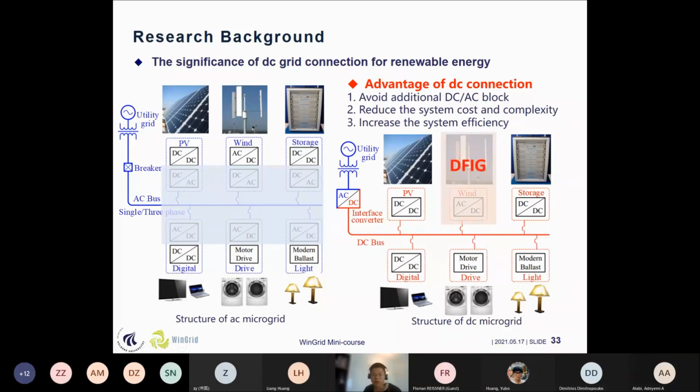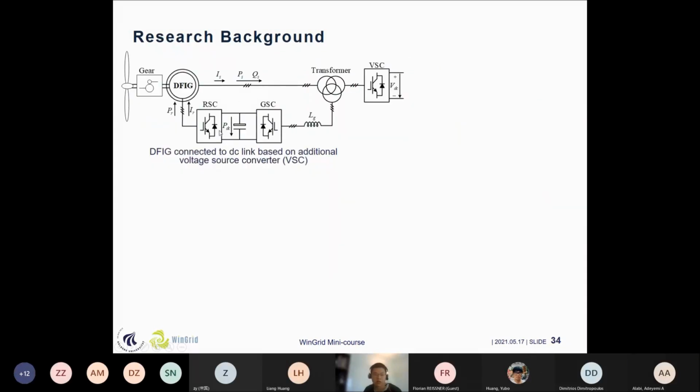Okay, so the wind farm is mostly occupied by DFIG-based wind turbines. So we are going to investigate how the DFIG can be connected to the DC side using just one single AC-DC converter. The research background is that for the conventional DFIG system, if we want to connect it to a DC link, we need to use an additional voltage source converter like here. This is the conventional part, just as I showed in the first slides.